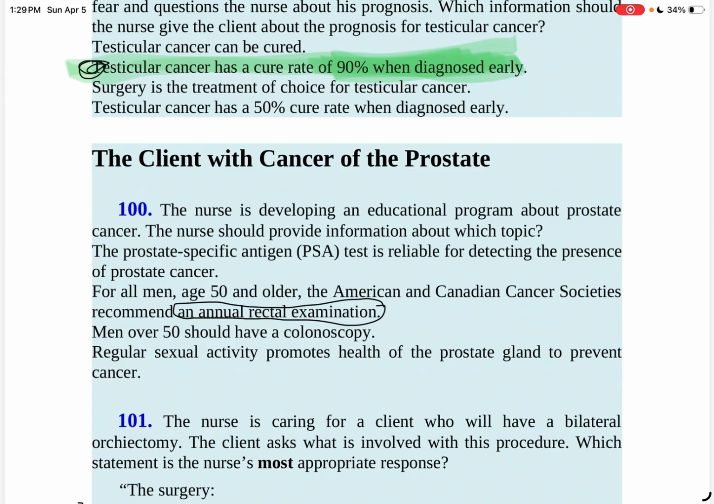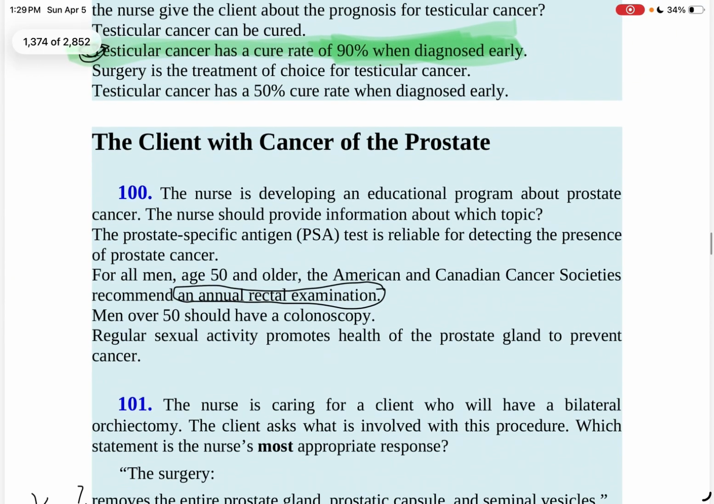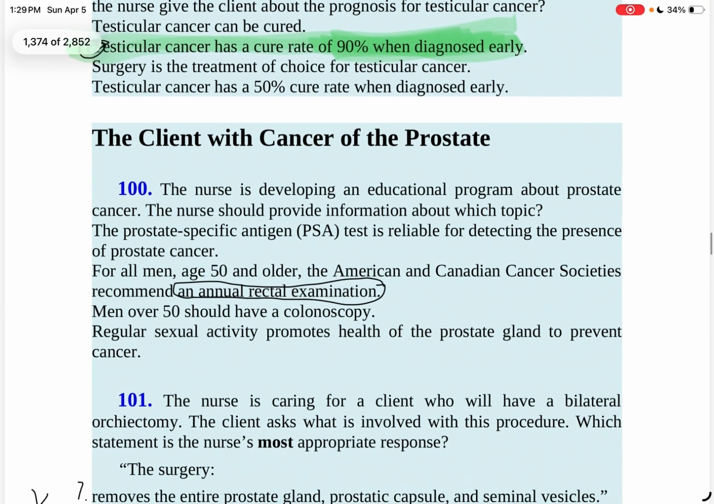The client with cancer of the prostate. So, the nurse is developing an educational program about prostate cancer. The nurse should provide information on which topic? For all men age 50 and older, kailangan ang annual rectal examination.